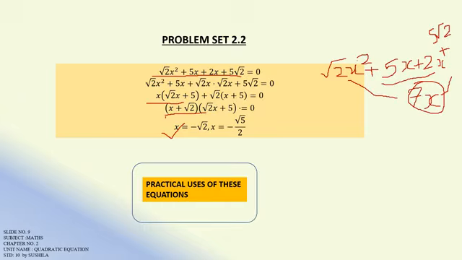Okay, so if plus it is there, if it comes out x, you will get minus root 2, x you will get minus root 5 by 2.